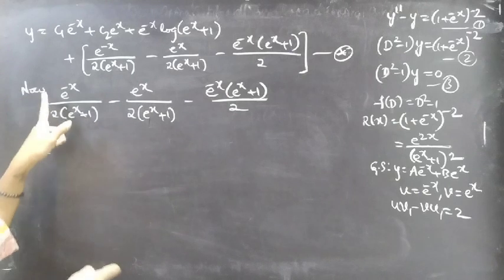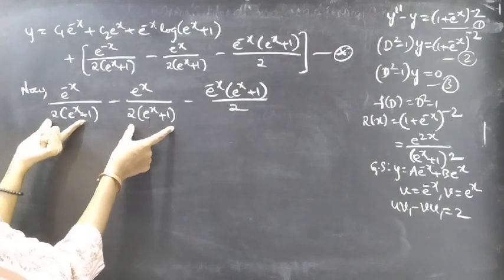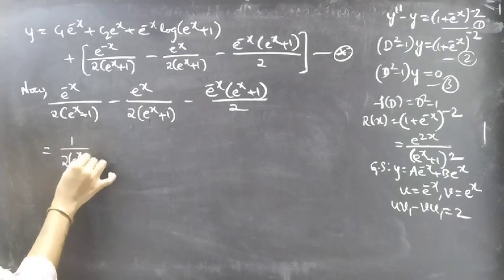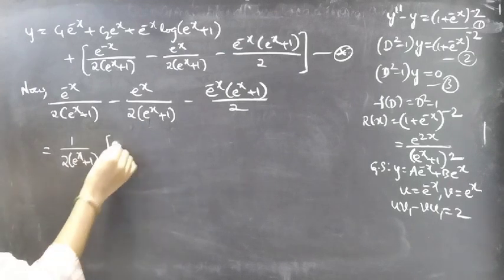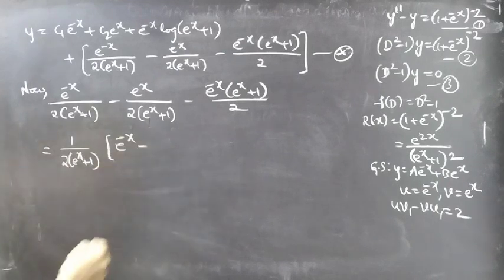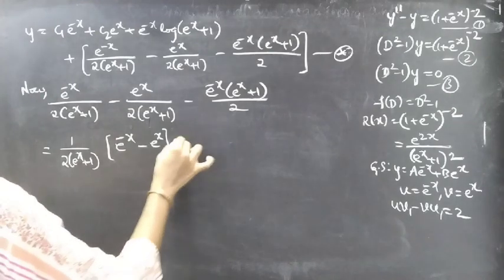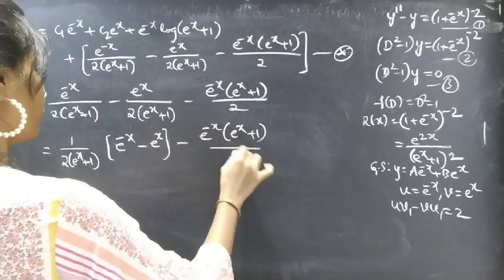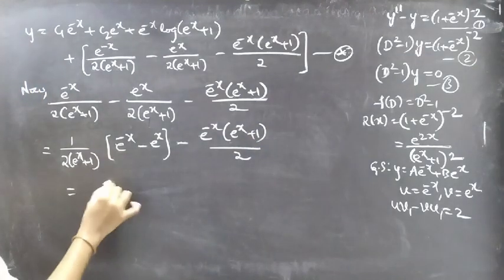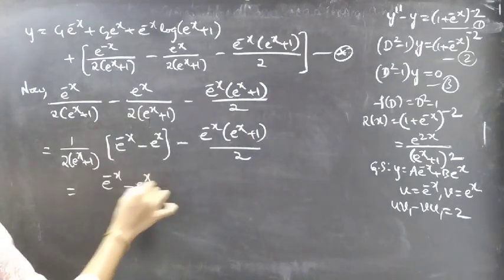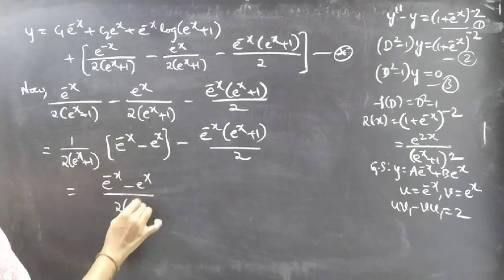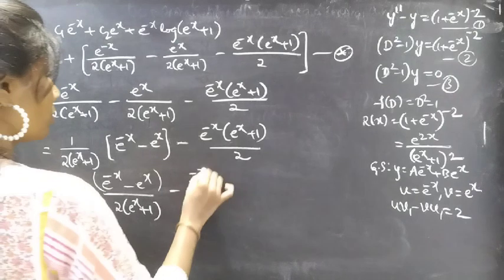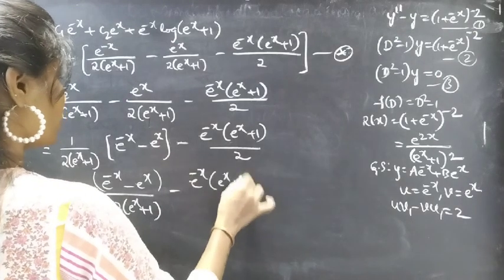So from the first 2 terms, you can take 1/2 (e^x + 1) common. Let's take 1/(2(e^x + 1)) common from the first 2 terms. You'll get e^(-x) - e^x - e^(-x)(e^x + 1)/2. Or we can write it as e^(-x)/(2(e^x + 1)) - e^x/(2(e^x + 1)) - e^(-x)(e^x + 1)/2.